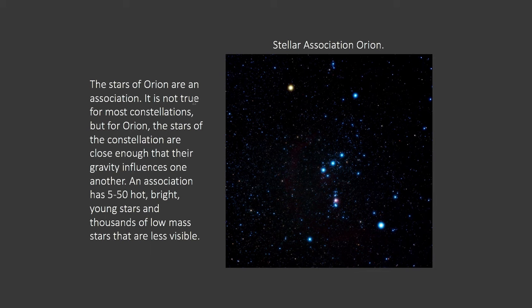So they formed from this molecular cloud. Then some of them, a small number of them, became very hot, bright stars, and then a lot of smaller stars formed as well. But the stars of Orion are part of the same association.